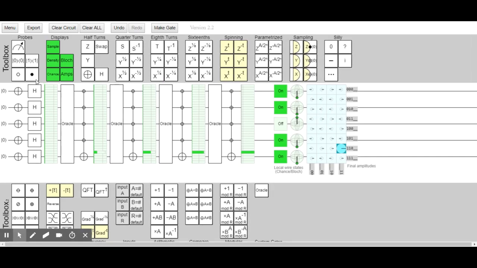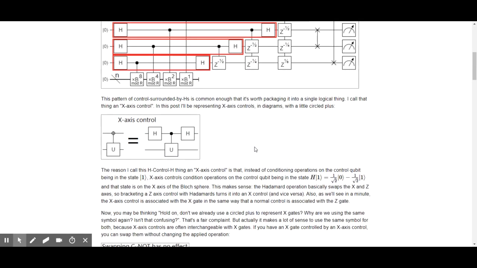this is not your typical control. It's not this control, it's another control. It's this control. It's an x-axis control. And I find this really interesting and curious because I haven't seen this anywhere else. Maybe I just haven't read a lot, but I haven't seen this anywhere else, really. And so I was just curious. But this is where the Hadamards are.